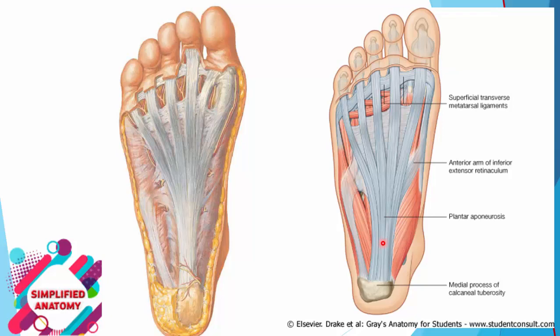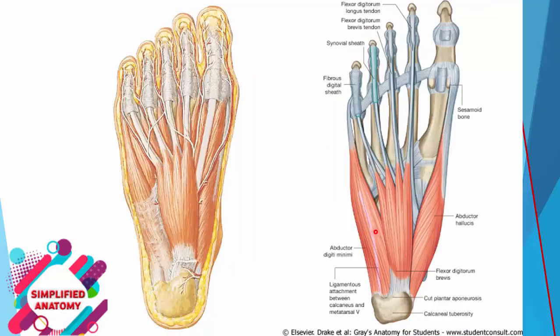After removal of the plantar aponeurosis, we will find in the first layer three muscles. This muscle that goes to the big toe produces abduction, so it is called abductor hallucis. This muscle that goes to the little toe produces abduction, called abductor digiti minimi. And in between is this muscle which produces flexion, so it is called the flexor digitorum brevis. So in the first layer there are three muscles. From outside, abductor hallucis and abductor digiti minimi.